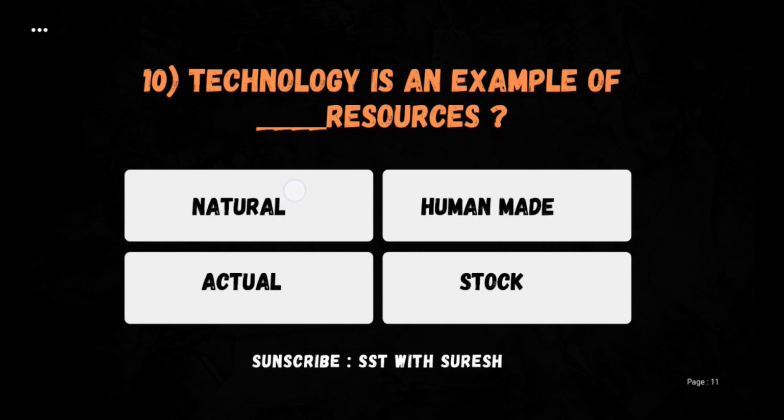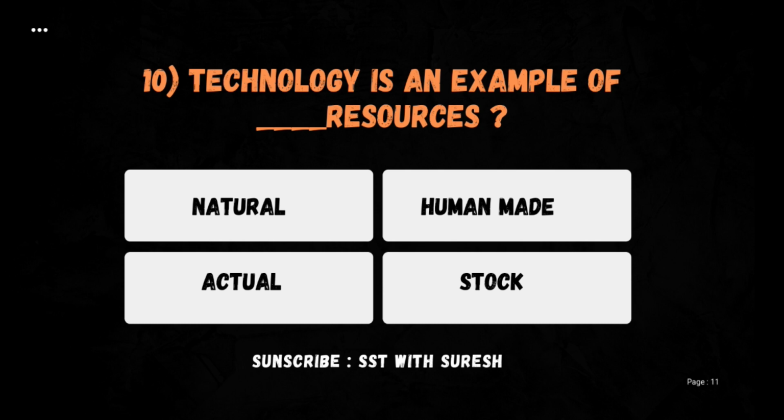Okay, next question, question number 10. Question number 10 asks: technology is an example of which resources? The options are: A, natural resources; option B, actual resources; option C, human made resources; and option D, stock resources.